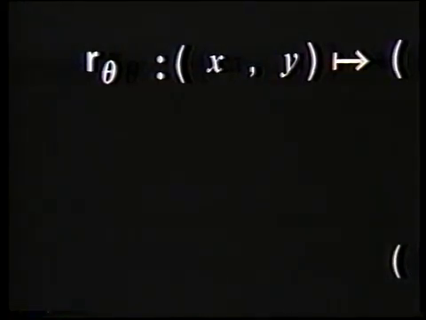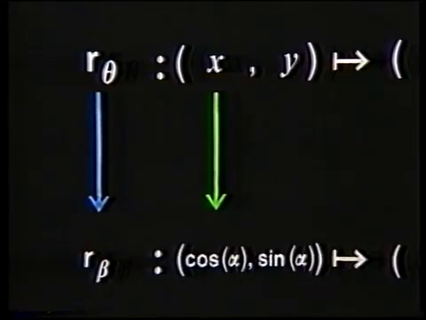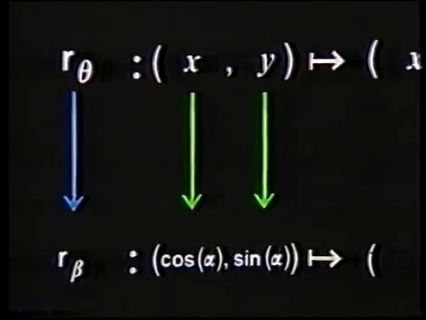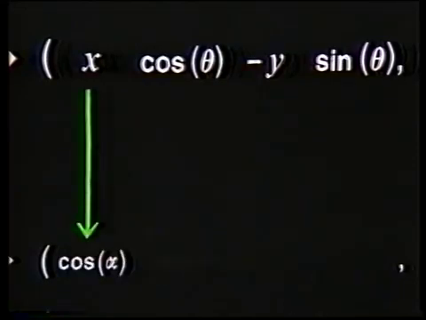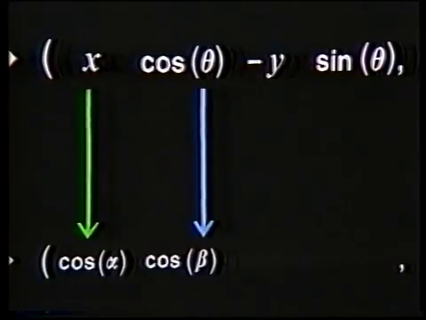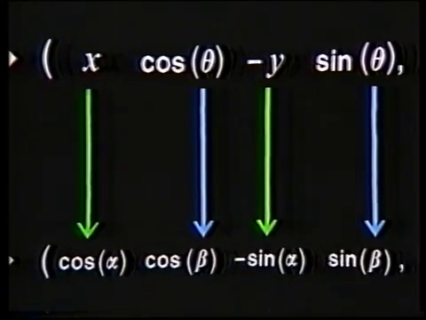Bob's told us where a rotation r theta maps the point (x, y), but we want the result of a rotation through beta, acting on the point (cos alpha, sin alpha). So we've got to replace theta by beta, and instead of x we want cos alpha, and instead of y, sine alpha. Making these substitutions in the first coordinates, x is replaced by cos alpha, theta by beta, y by sine alpha, and theta by beta again. So we get cos alpha cos beta minus sin alpha sin beta.